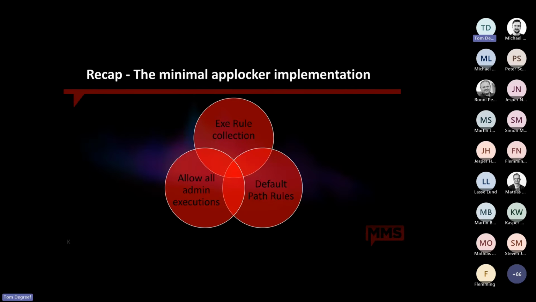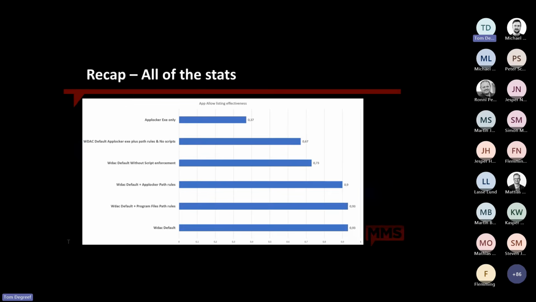So where are we? We're nearing the end of my time. So again, a minimal AppLocker implementation blocks only executables, allows everything to run in Windows and Program Files x86, and allows admins to bypass all of that. Now, what does that give you if we look at the stats that we've collected from the threat analytics report? And I've already mentioned a few of these numbers during the slides.